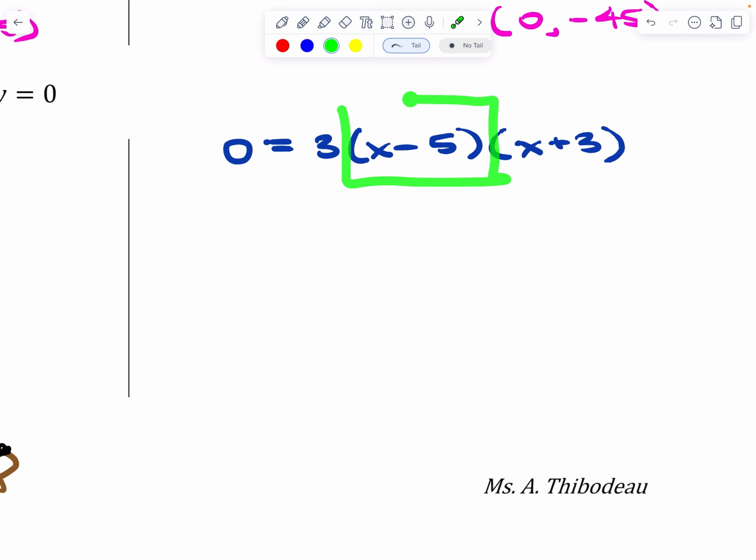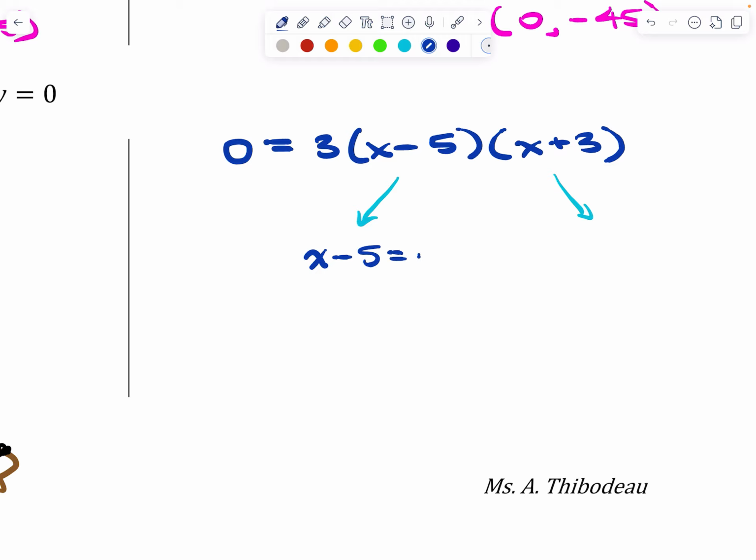It could be that this factor over here is 0, this x minus 5. It could be that this factor over here is 0, this 3. Well, hold on. 3 can't be equal to 0. 3 and 0 are literally different numbers. So we're just going to focus on the parts that have variables in them. So this splits into 2 possible cases. One of those cases is that x minus 5 is equal to 0. And the other possible case is that x plus 3 is equal to 0. And then we can solve each one of those for x.